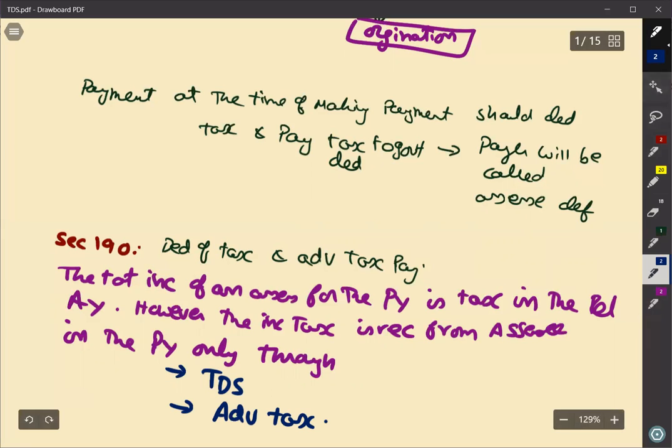Generally the common phenomenon is that whatever income you earn, you have to pay tax in the next assessment year. But Section 190 says, through TDS and advance tax, income tax is recovered from the assessee in the previous year only, but not in the assessment year. That is the meaning of Section 190.